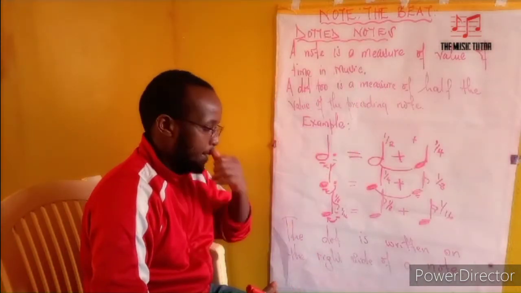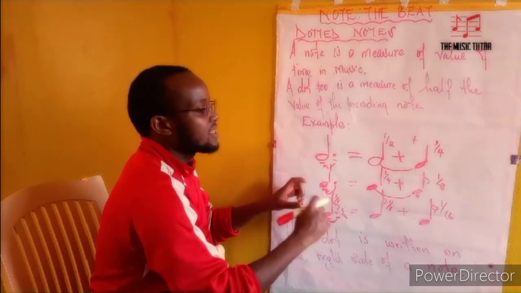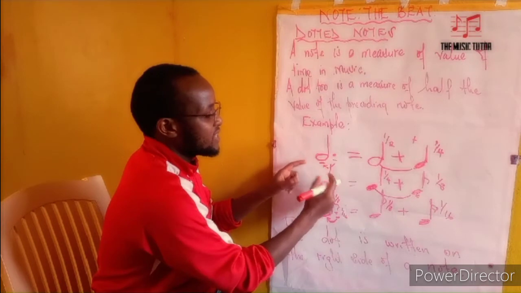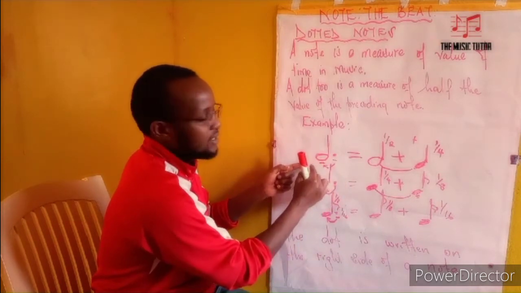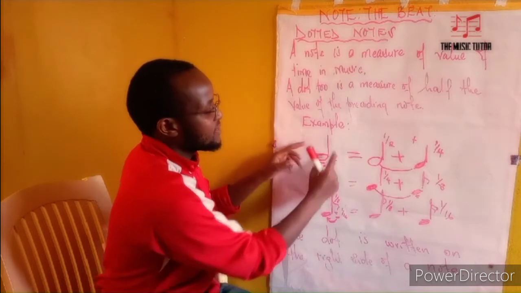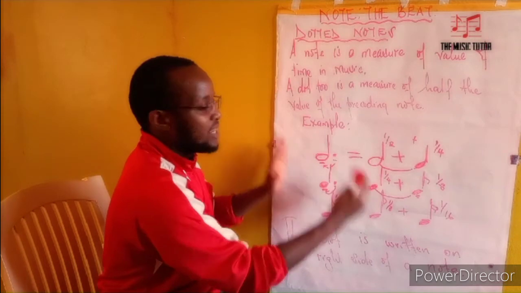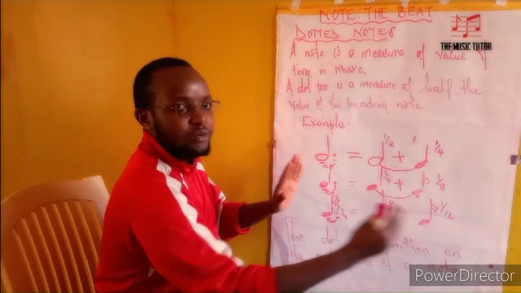As you have noted, the dot is written on the right side and it will always take half the value of the preceding note. That is, if it's a minim, we play the beat as long as a minim and half a minim, which is a crotchet.